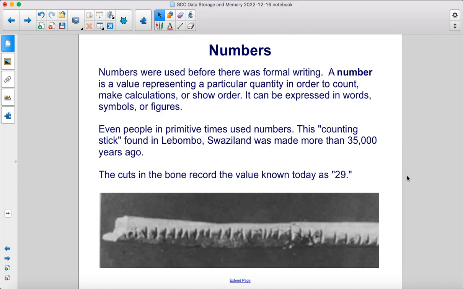Numbers were used before there was formal writing. A number is a value representing a particular quantity in order to count, make calculations, or show order. It can be expressed in words, symbols, or figures. Even people in primitive times used numbers. This counting stick, found in Lubombo, Swaziland, was made more than 35,000 years ago. The cuts in the bone record the value known today as 29.